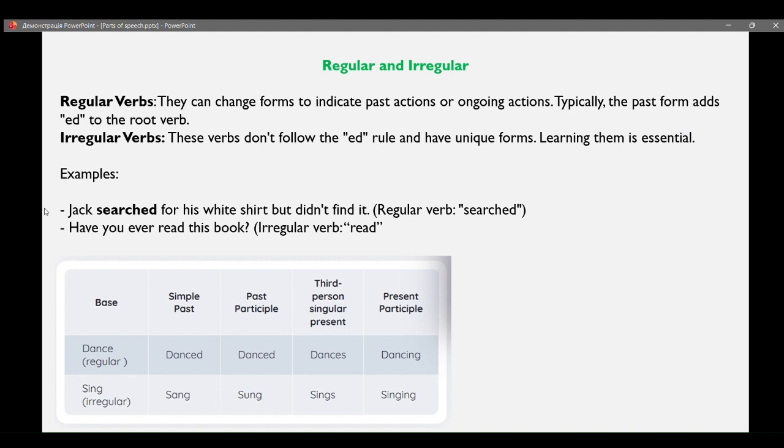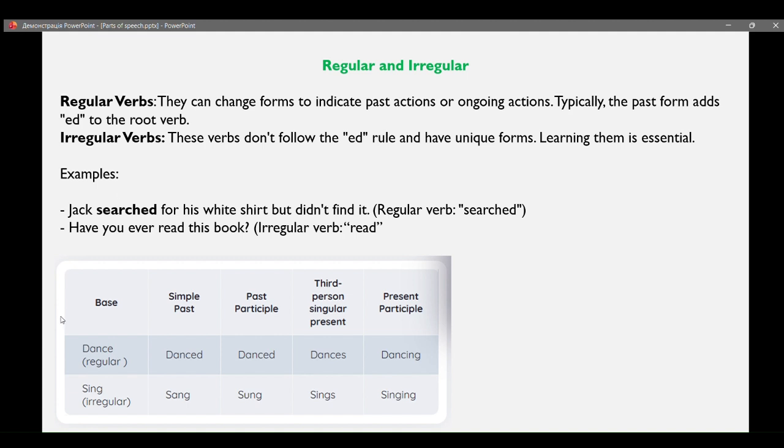Here we have examples. Jack searched for his white shirt but didn't find it. Search is a regular verb. So to make its past form, we just add ed at the end. Have you ever read this book? Irregular verb read. So the root verb is read, but the past participle of this word is read. So we write it the same, but the pronunciation is totally different.